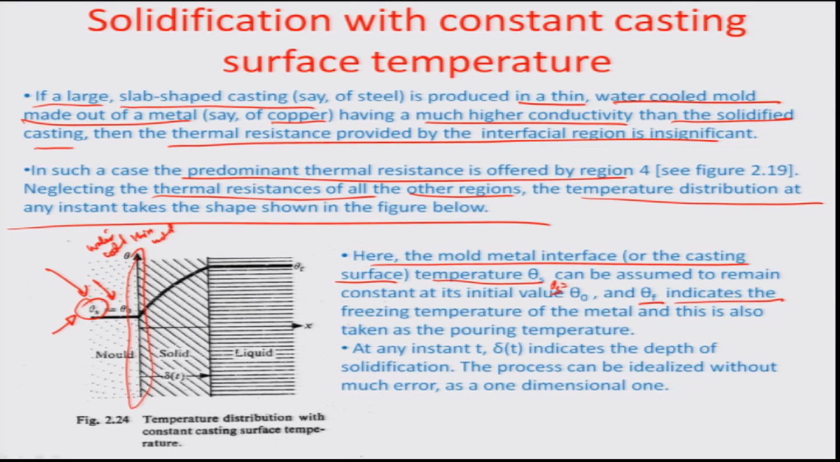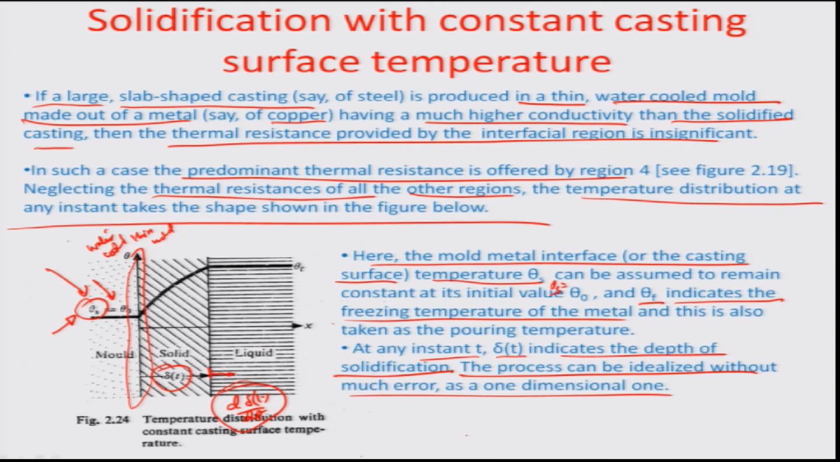So it indicates the freezing temperature of the metal, and at any instance t, delta t indicates the depth of solidification. As you can see, particularly here, this is the solid liquid front and it is moving ahead at d delta t by dt, and delta t is the instantaneous thickness of the shell which is being developed here, the solid shell. The process can be idealized without much error as a one dimensional heat transfer problem, particularly because we are having almost a heat sink as a mold because it is a water cooled mold, and so therefore the heat transfer would be typically one dimensional.